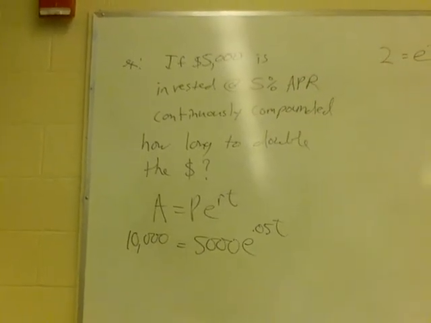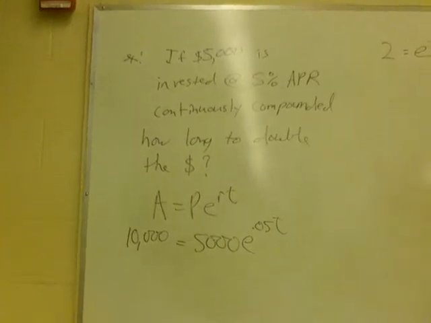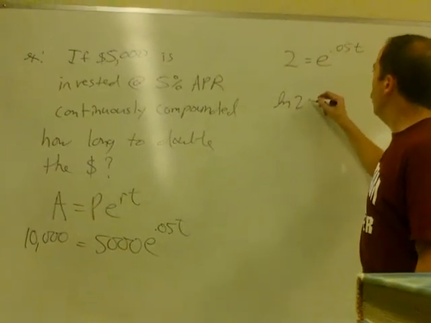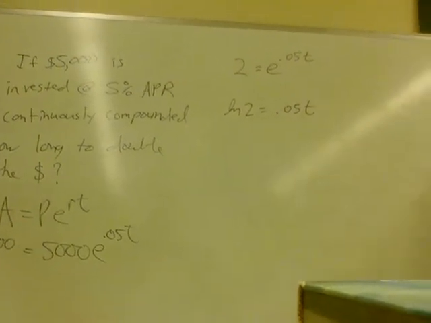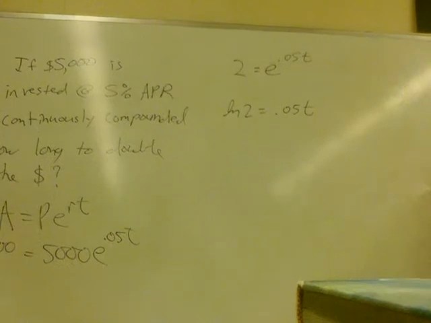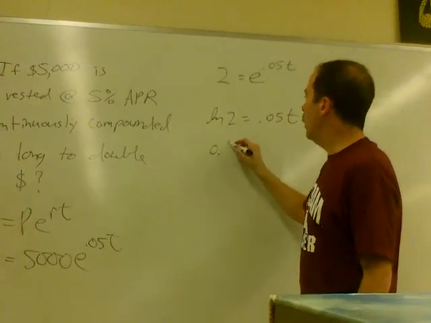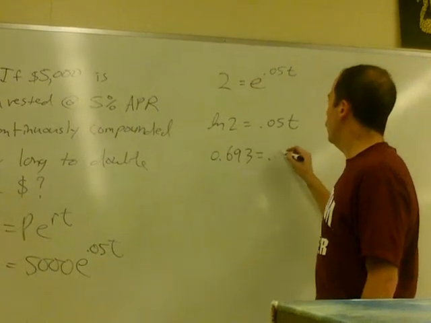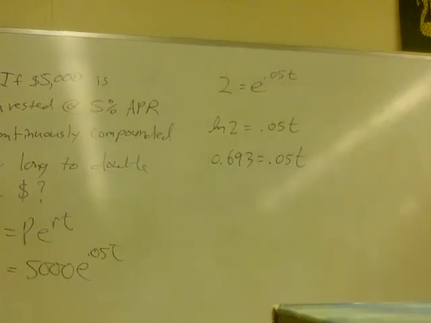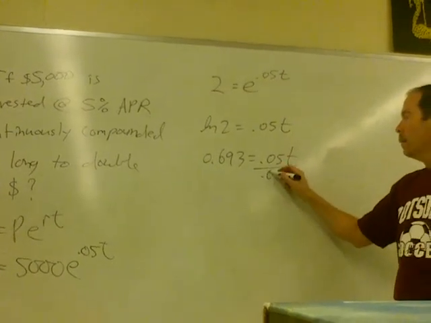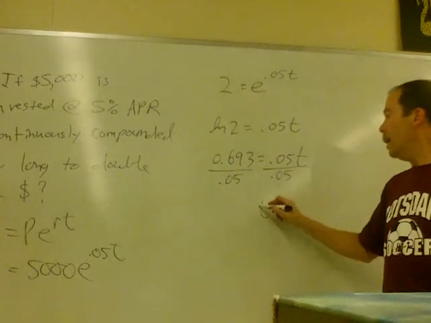Then we take the natural log of both sides. So we get ln 2 equals 0.05 t. Natural log of 2 is about 0.693. So 0.693 equals 0.05 t. Then you divide by 0.05, and we get t equals.